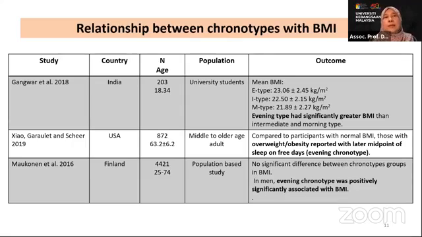And the studies looking at the relationship between chronotype and BMI quite consistently reported that evening types had significantly greater BMI compared to intermediate and morning types. And compared to participants with normal BMI, overweight and obese participants reported delayed sleep and shorter sleep on the free days, and they are more likely to be evening chronotype. There are also studies reporting that among men, evening chronotype was significantly associated with BMI.